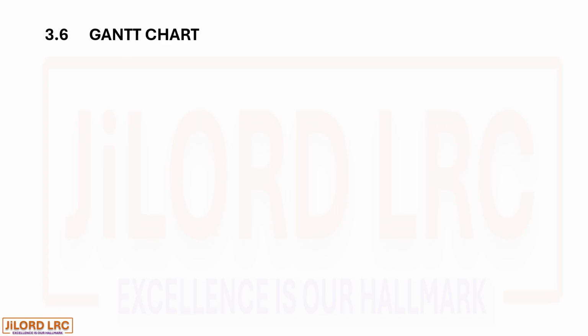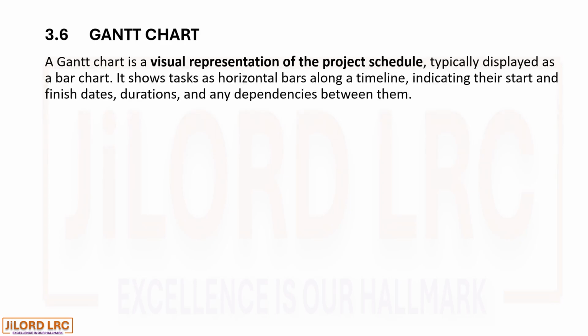Gantt chart. A Gantt chart is a visual representation of the project schedule, typically displayed as a bar chart. It shows tasks as horizontal bars along a timeline, indicating their start and finish dates, durations, and any dependencies between them.